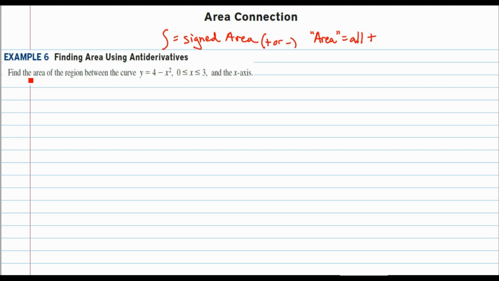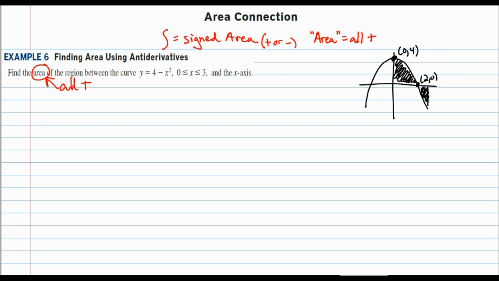This example 6 says find the area of the region between the curve and the x-axis. So this is saying all positive. So let's think about what this graph looks like. This graph of 4 minus x squared, that's a parabola upside down and shifted up 4. So we've got something like that. And it's asking us to find the area between the curve from 0 to 3. Well, I know that 2 makes this function 0, so this is the point (2, 0). So I'm looking for area that's both above and below the x-axis.